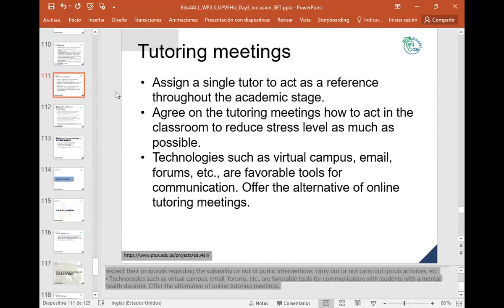Technologies such as virtual campus, email, forums, etc., are favorable tools for communication with students with a mental health disorder. Offer the alternative of online tutoring meetings.